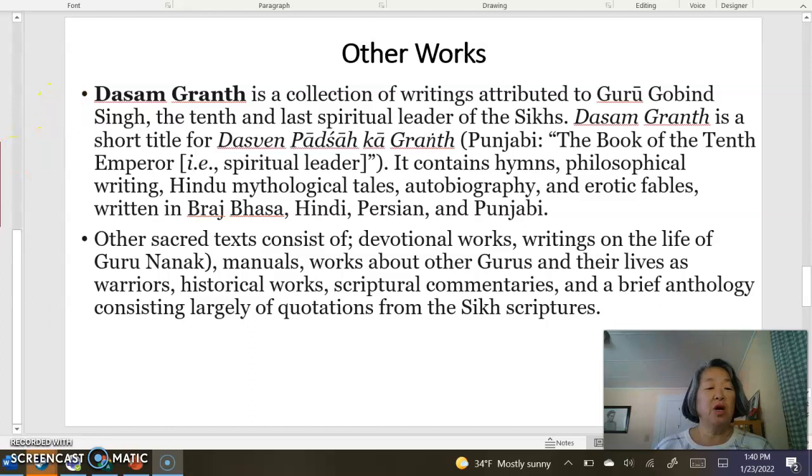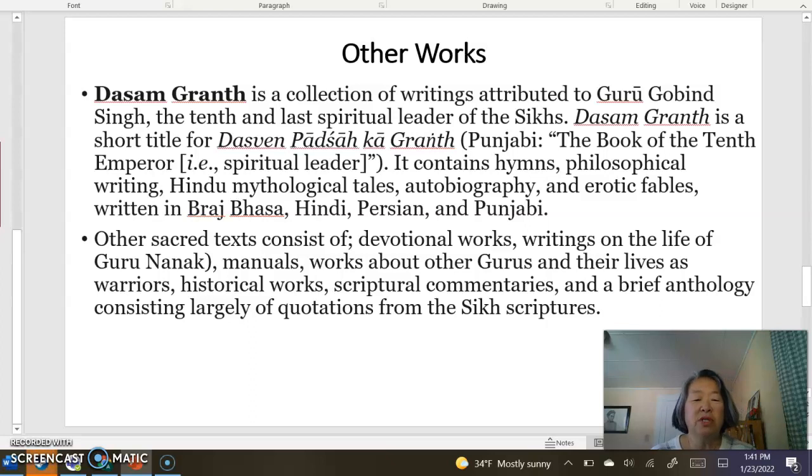Okay, so obviously the main work is the Adi Granth Sahib, and then there are other works as well. Second in importance is the Dasam Granth, which is a collection of writings attributed to Guru Gobind Singh, who is the 10th and last spiritual leader of the Sikhs. One of the reasons why Sikhs take the last name Singh is in honor of this last guru. So all men will take on the last name Singh. So I don't know if you have a neighbor or someone that you work with with the last name Singh. When they do, they are a Sikh. Okay? So Dasam Granth is just a short title for Dasam Granth, or the Book of the 10th Emperor.